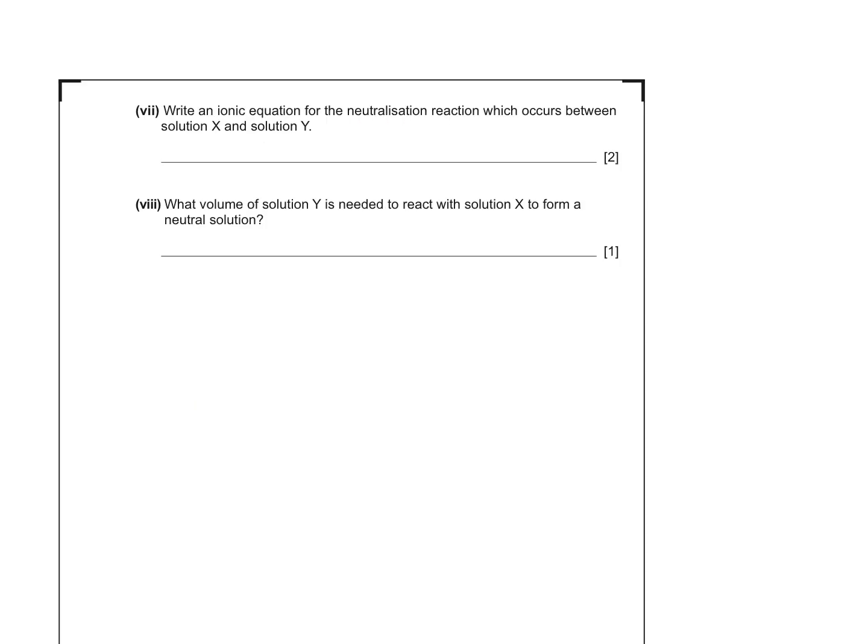Okay, then the ionic equation for neutralization. You should know this so that you can just simply recall it. Any neutralization reaction has the same ionic equation. There's going to be H plus and OH minus. So the H plus is from the acid, the OH minus is from the alkali, and they react to form H2O. That's 2 marks. It hasn't asked for state symbols, so I don't need to put those in.